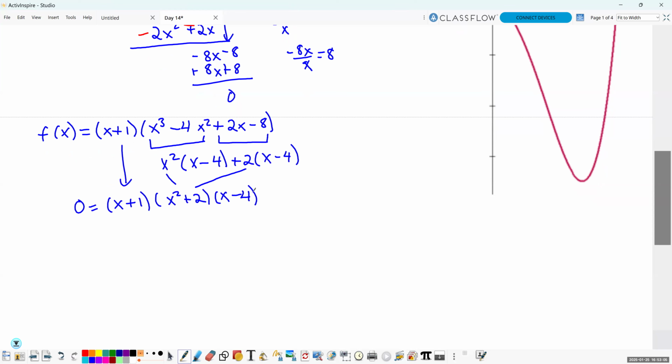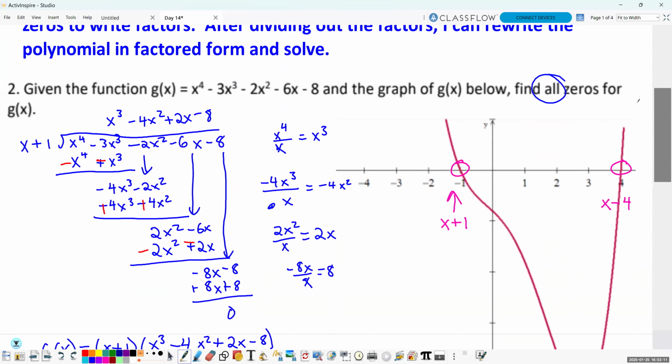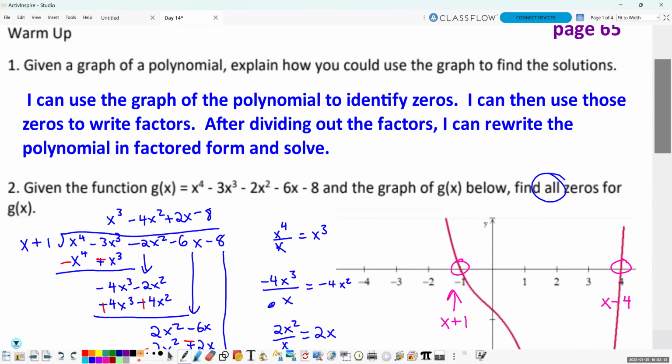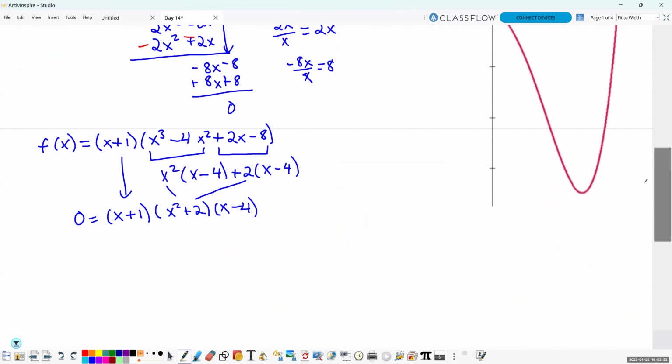Now I want to pause for a moment and talk about f of x. F of x, I know, has a degree of 4. I can see that in my standard form, right? I see we've got a degree of 4. I'm expecting 4 zeros. From the graph, I see 2 real zeros, and they look like single zeros because I see a change in concavity, but it kind of happens down here. So I'm thinking my other 2 zeros must be imaginary.